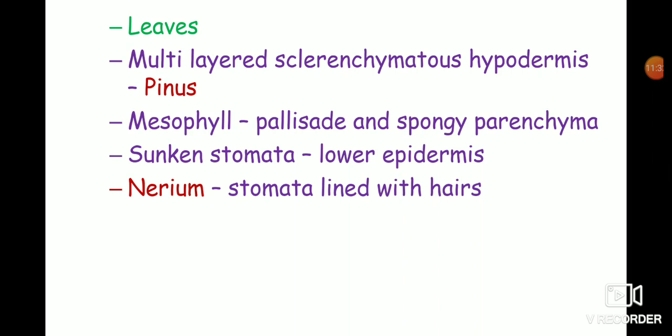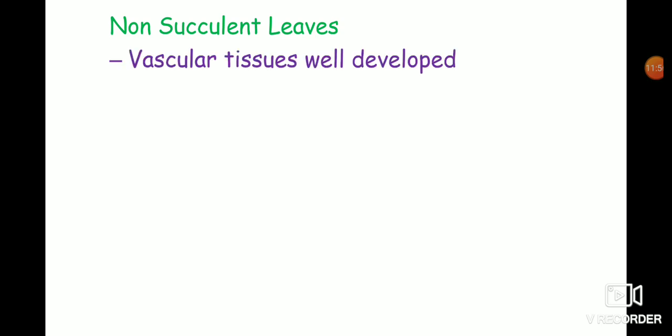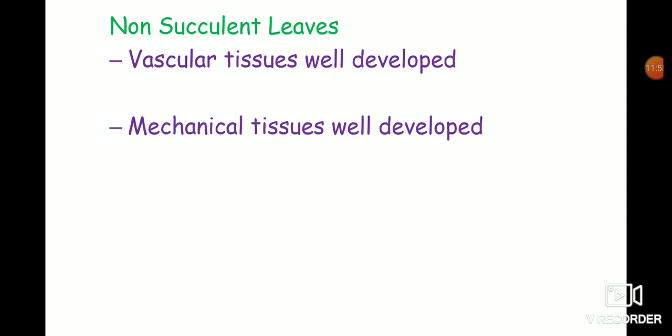Stomata are sunken, confined only to the lower epidermis. In some xerophytes, such as Nerium, the stomata are lined with hairs. As you can see here, the stomata are lined by hairs in Nerium. The vascular tissues are well developed, differentiated into xylem and phloem, and the mechanical tissues are also well developed in the leaves of the xerophytes.